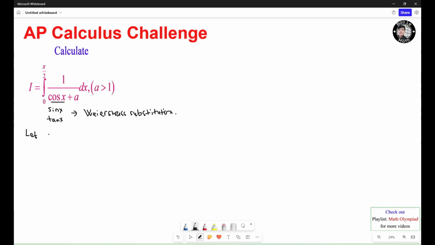Let t equal tangent x over 2. Now we need to change the bounds. The old bounds are x equals 0 to pi over 2. The new bounds: x equals 0, substitute over here, tangent 0 equals 0. x equals pi over 2, substitute over here, tangent pi over 4 equals 1.